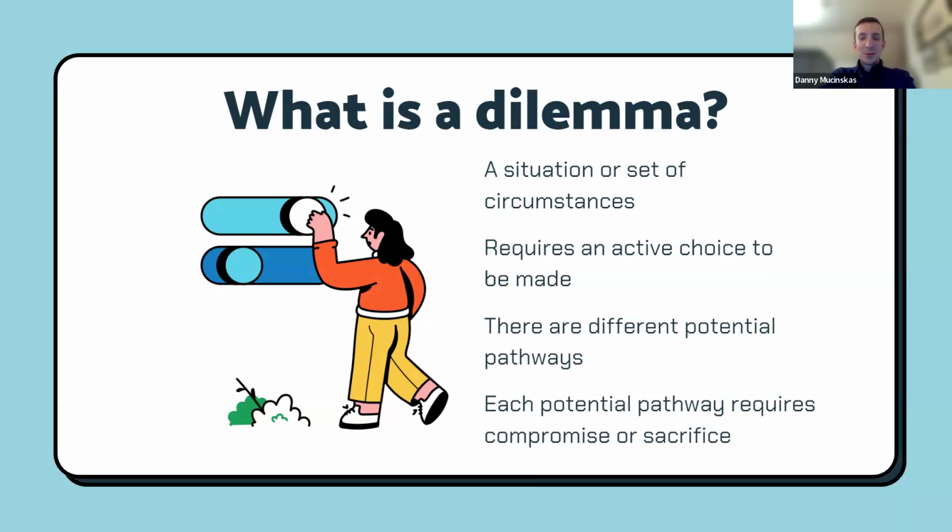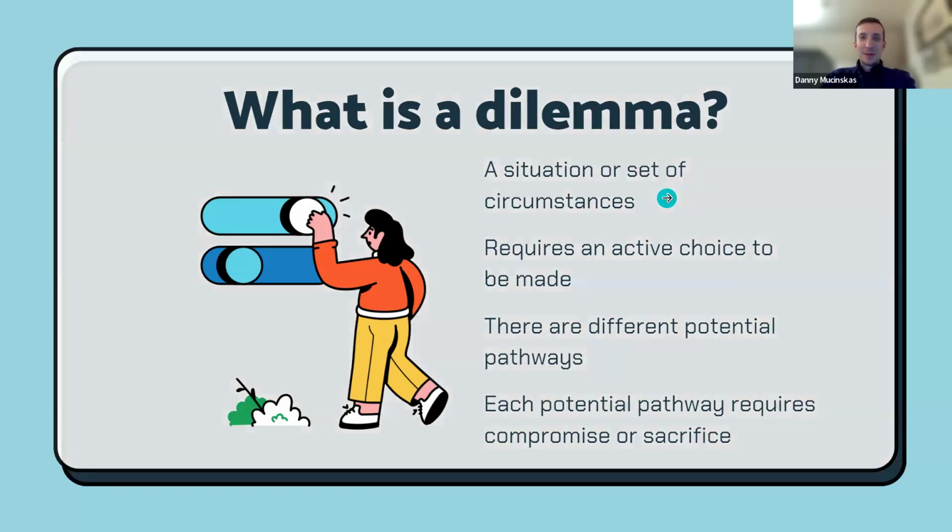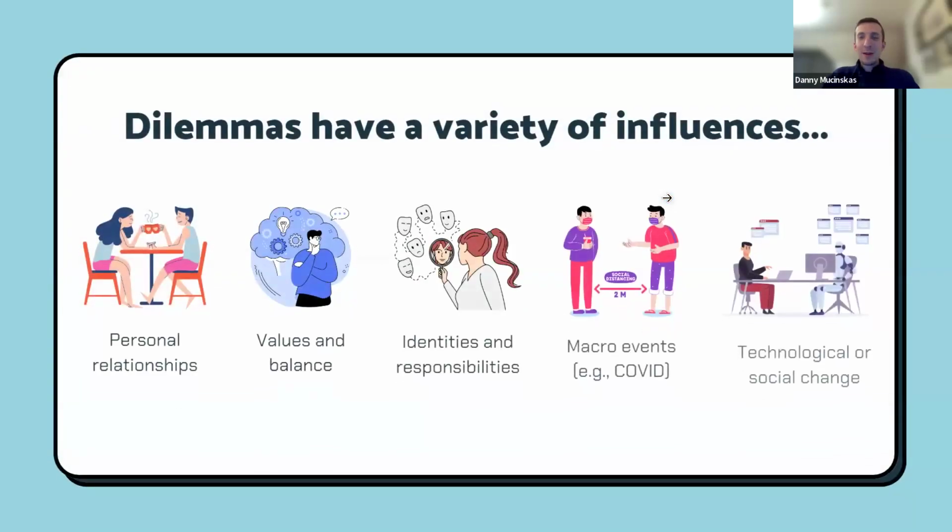And this is crucial: each potential pathway requires a compromise or a sacrifice. So out of all the options, there's no perfect solution that's going to provide an easy way out or for the person to get everything that they might want or be considering. There are sacrifices or trade-offs that need to be made in the situation. So that's a simple definition of what a dilemma is and how we can think about it.